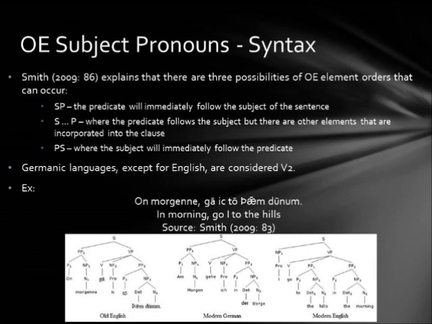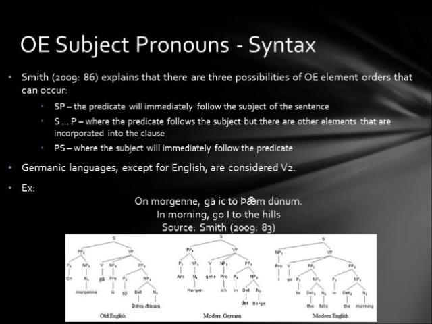So I just wanted to give this one example that I thought was quite interesting. "An morgana ga ich to theum dunum," which translates, literally, to "in morning go I to the hills." So in this case we actually have the verb coming before the subject, whereas in modern English the subject in almost every case is before the verb. But like I said, Germanic languages are V2, so that actually means that the verb can appear before the subject.